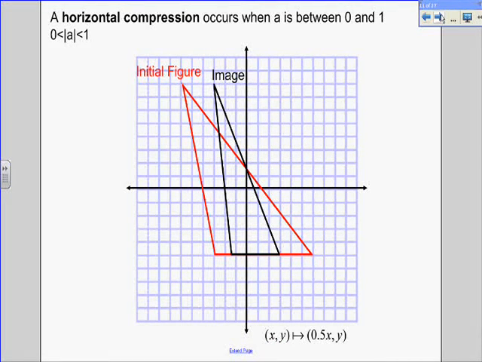A horizontal compression occurs when our value of a is somewhere between 0 and 1, the absolute value, the size of that number a. So our x and y in this case are getting mapped to 0.5x and y. My value of a is 0.5. It's between 0 and 1. We can see here that our initial figure is this red triangle. Again, all of the y values are the same, which we expect from our rule, but all of our x values are changed by the scale factor 0.5.